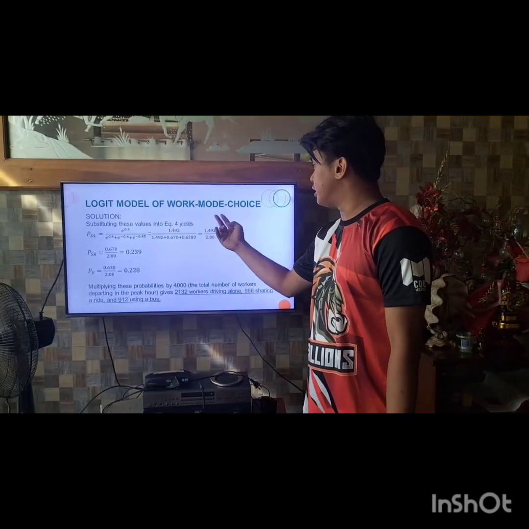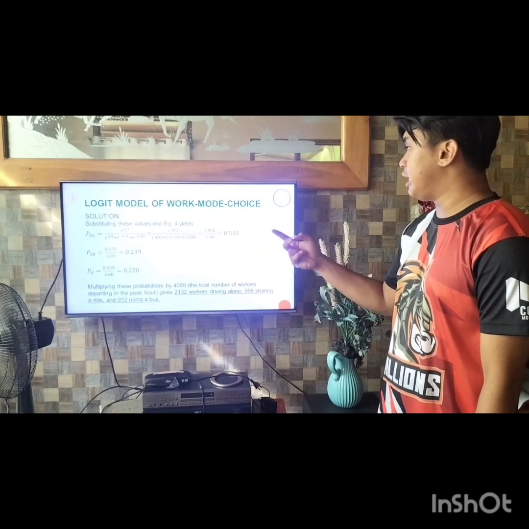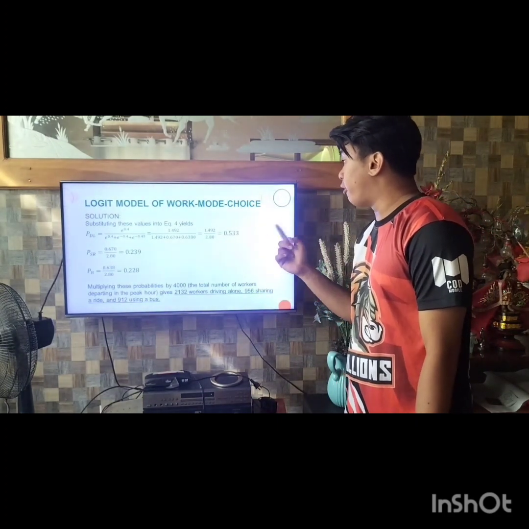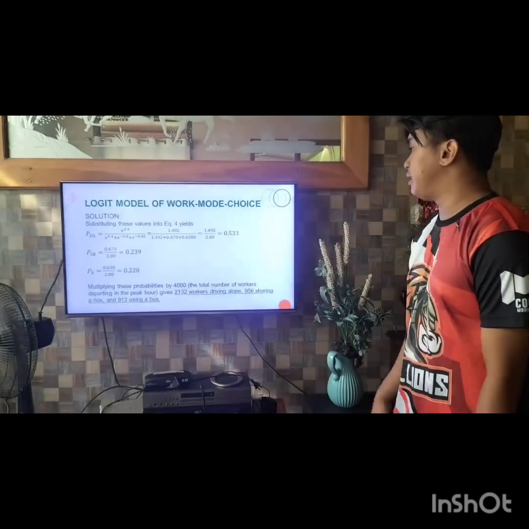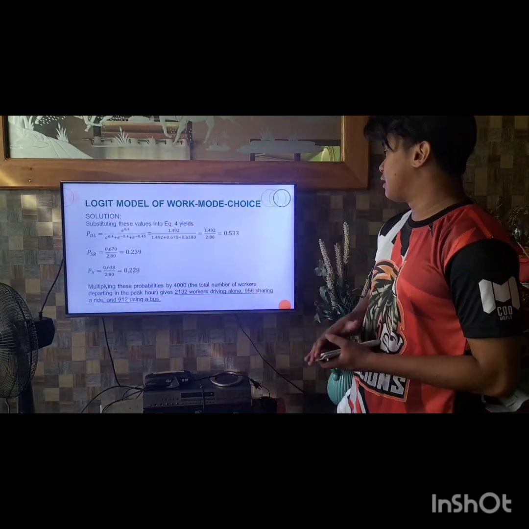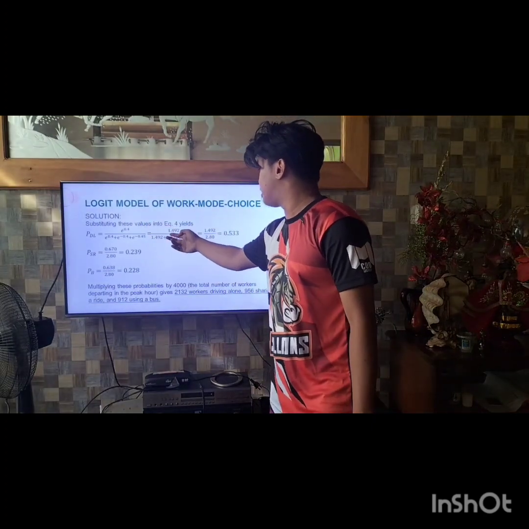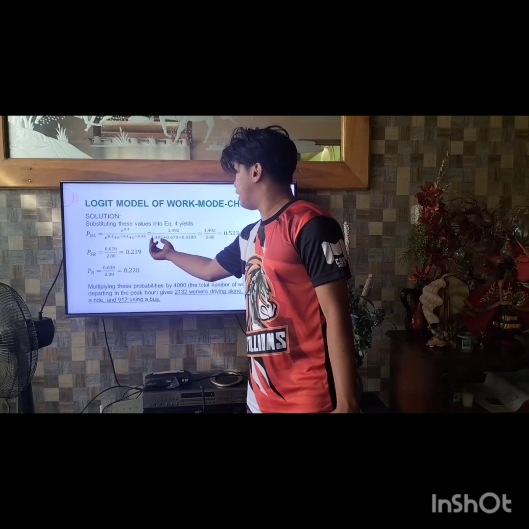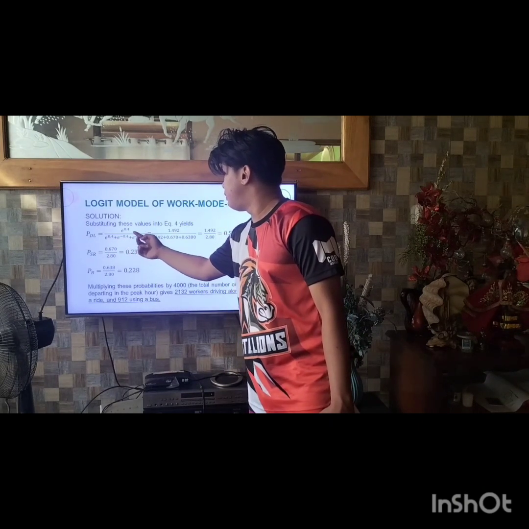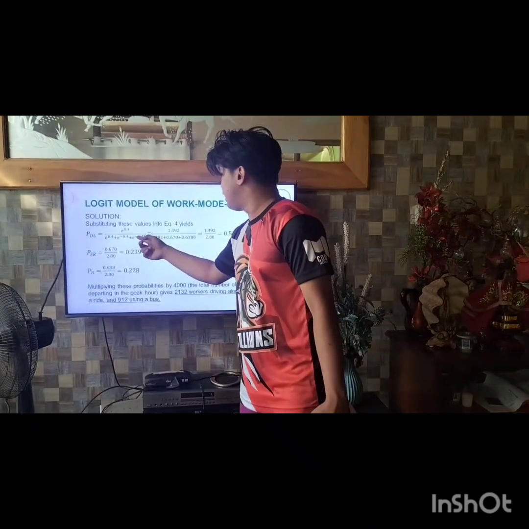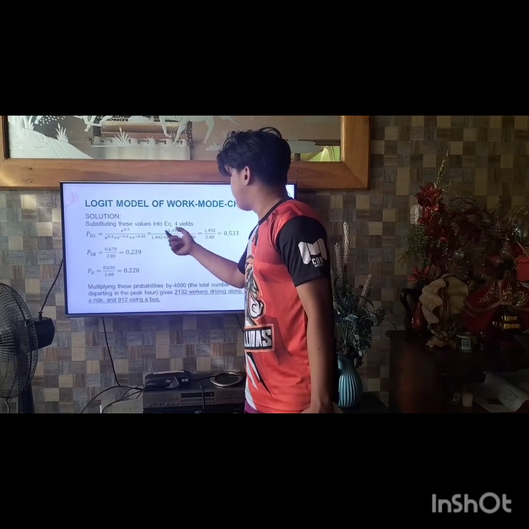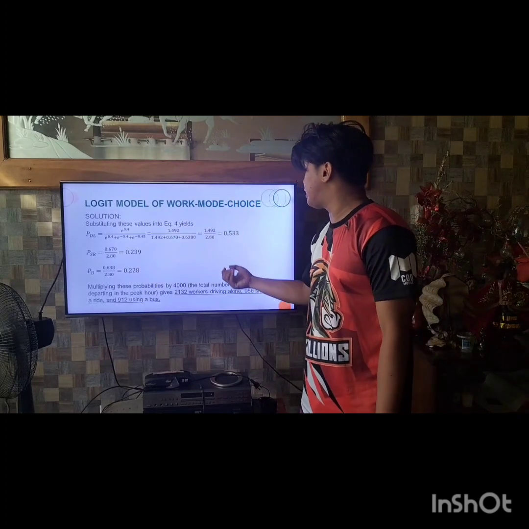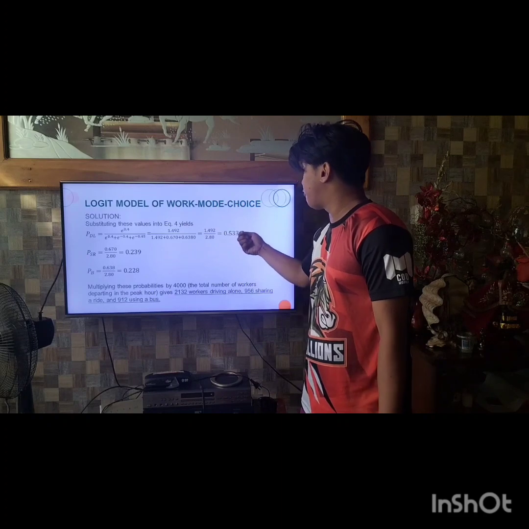Substituting these values into the equation yields P sub DA is equal to e raised to 0.4 over e raised to 0.4 plus e raised to negative 0.4 plus e raised to negative 0.45. The value of e raised to 0.4 is 1.492, plus e raised to negative 0.4 is 0.670, plus e raised to negative 0.45 is 0.638. Adding them all gives 2.80. Dividing, 1.492 over 2.80 is equal to 0.533.